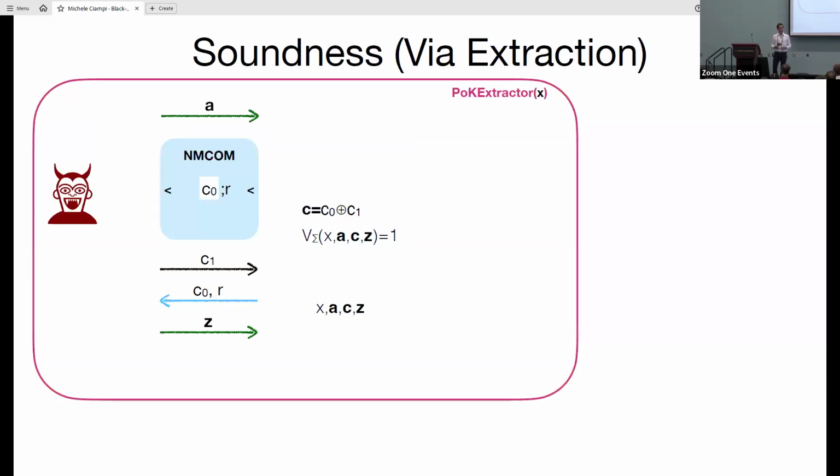How does the extraction work? Also here, things are quite standard. So the extractor will do an execution, acting as an honest verifier. And then we rewind, okay? So we first collect an accepting transcript for the Sigma protocol. Then we rewind, we send a new random challenge C0, and we receive a new share C star 1, and we collect a new accepting transcript, okay?